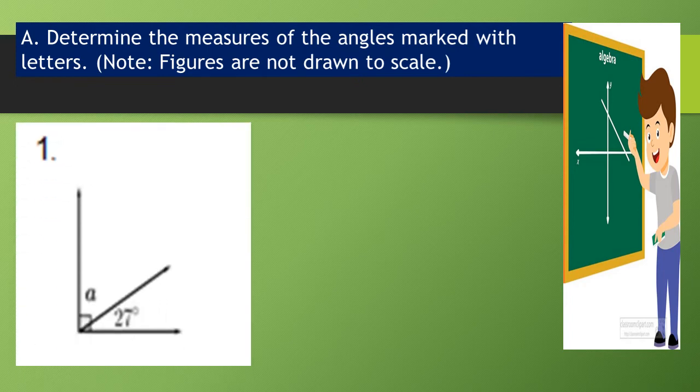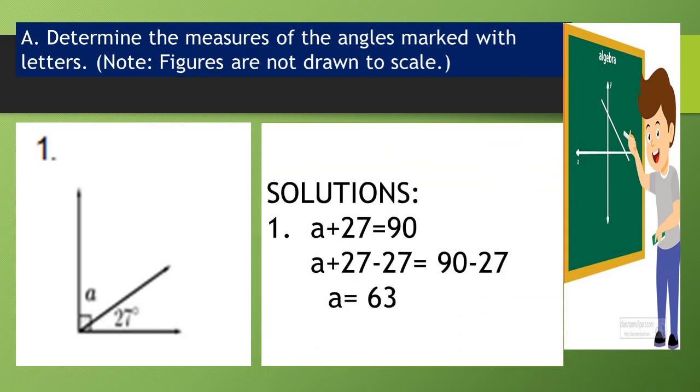For number 1, we have a right angle. The first one measures 27 degrees while the second one is named angle A. Here's the solution for how to solve this kind of problem. First, A plus 27 is equal to 90 degrees, because a right angle measures 90 degrees. So we have A plus 27 is equal to 90 degrees.